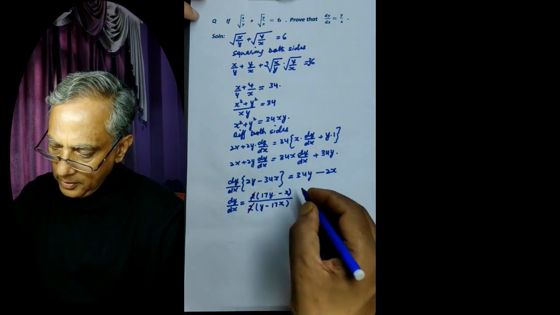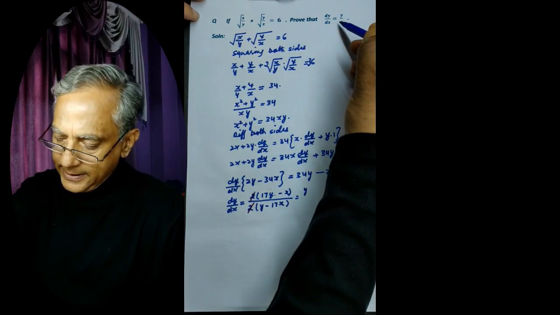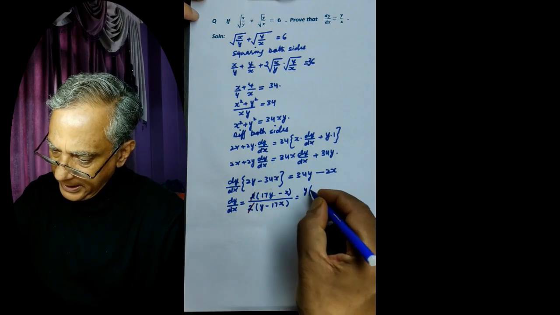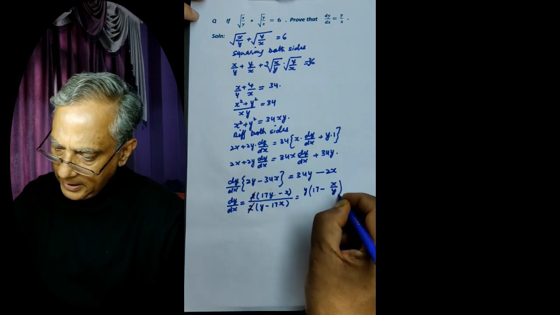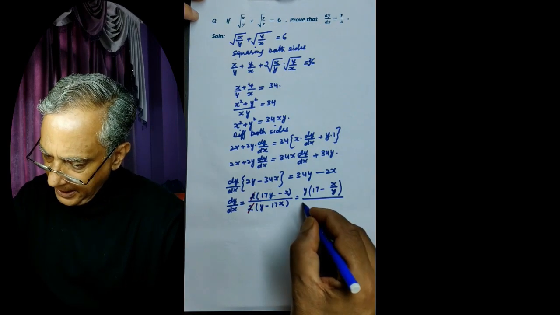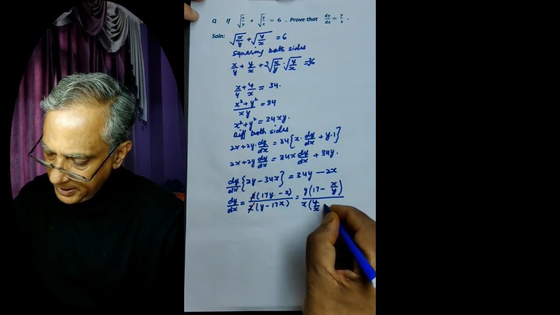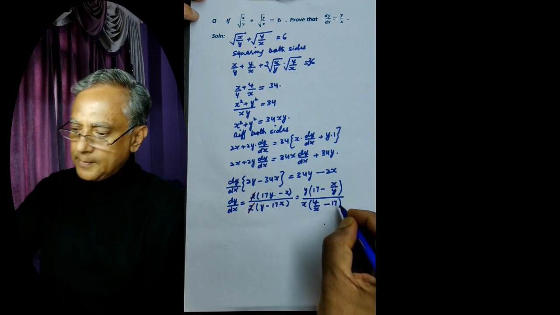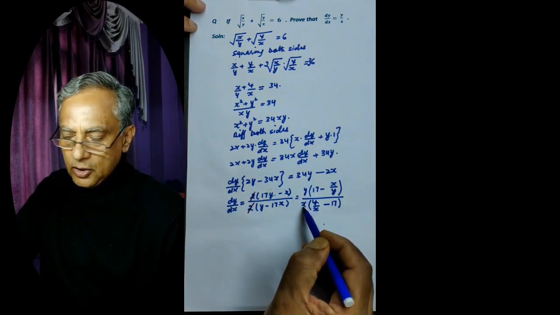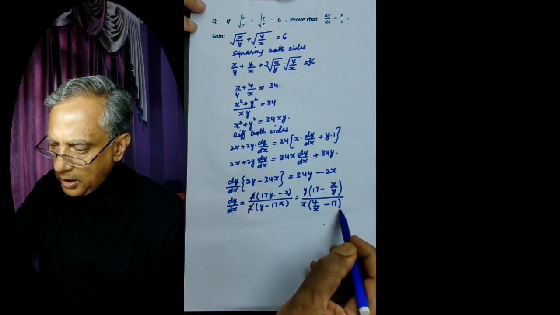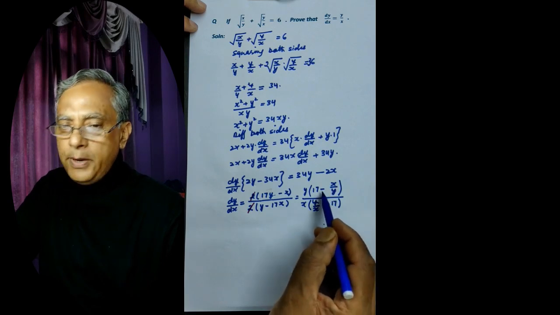Now take y common from here, because we want the answer y by x. So take y common, what we get is 17 minus x by y. And from here take x common, we will have y by x minus 17. Now answer required is y by x. So this term should come out to be equal to 1. These two terms should be equal.